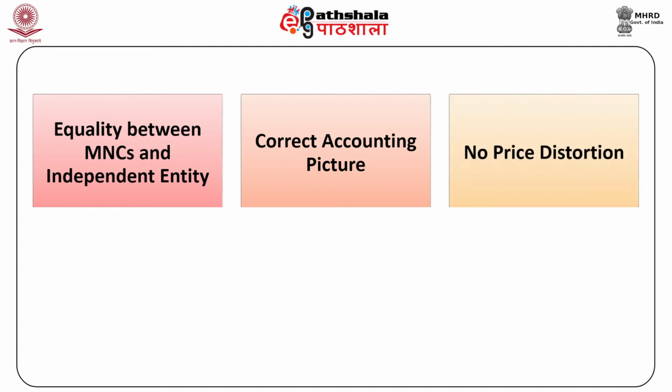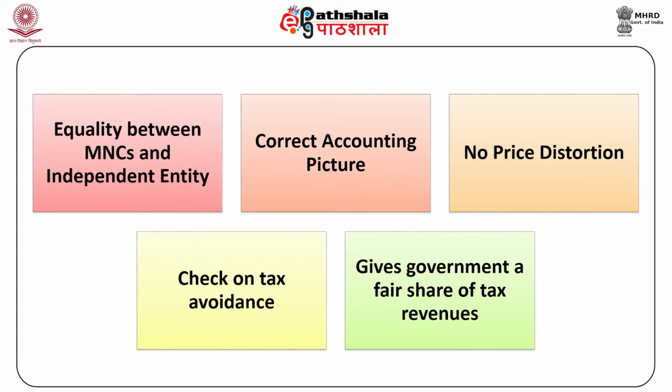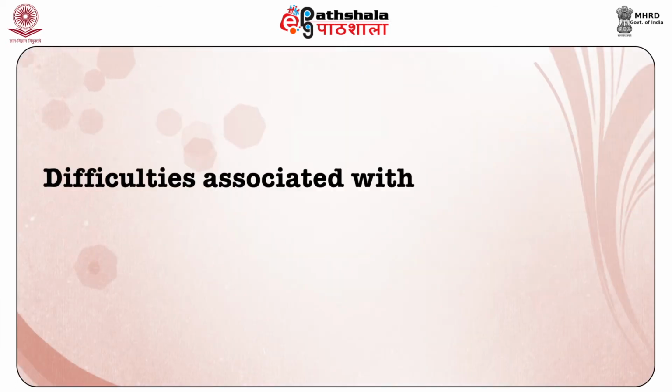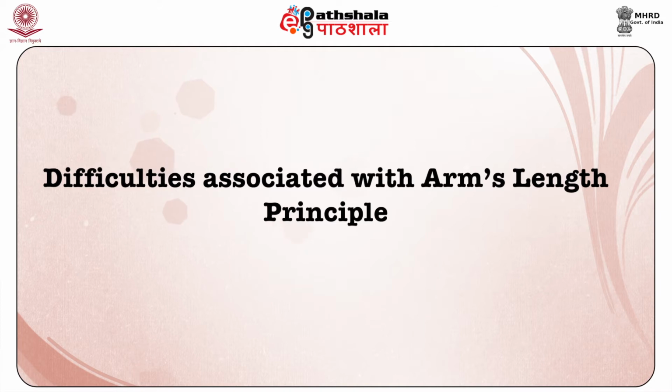Third, no price distortion. No price distortion in countries with high or low taxes. Uniform arm's length price is maintained. Fourth, check on tax avoidance. Fifth, gives the government a fair share of tax revenue. Then we have difficulties associated with the arm's length principle.